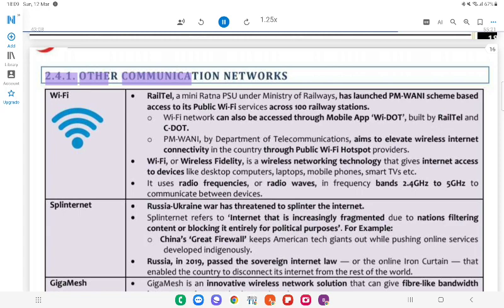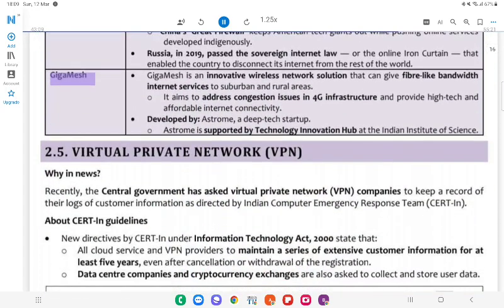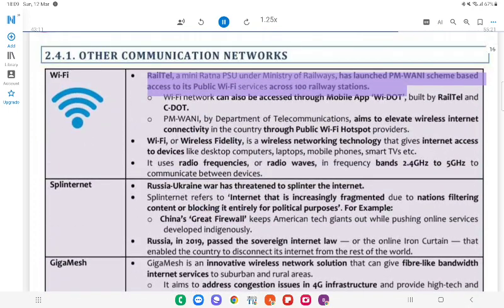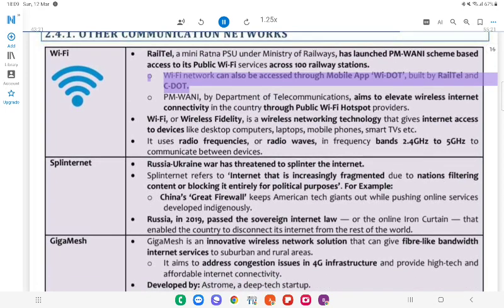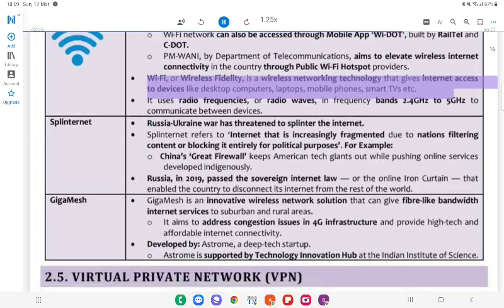2.4.1. Other communication networks: Wi-Fi, Splinternet, Gigamesh. RailTel, a Mini Ratna PSU under the Ministry of Railways, has launched PM-WANI scheme-based access to its public Wi-Fi services across 100 railway stations. The Wi-Fi network can also be accessed through a mobile app built by RailTel. PM-WANI, by the Department of Telecommunications, aims to elevate wireless internet connectivity in the country through public Wi-Fi hotspot providers.